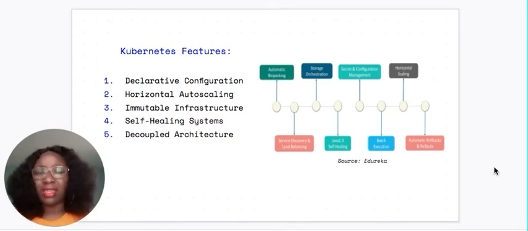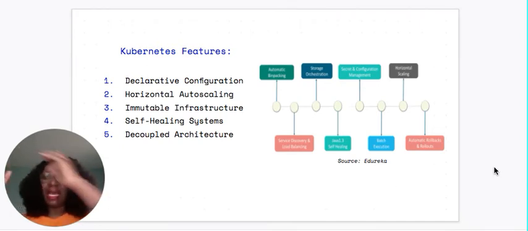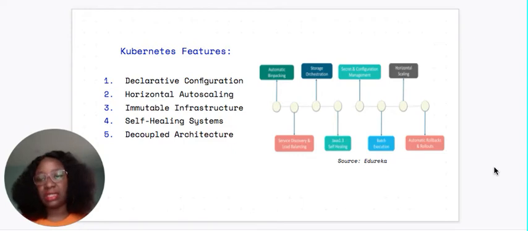And decoupled architecture. So it has the different parts separate and they communicate over well-defined APIs, right? It's more like a microservice architecture. So it just has everything separated like that, and then they just communicate over well-defined APIs. That's all. Those are the main features of Kubernetes that I think you need to know for the purpose of this talk.